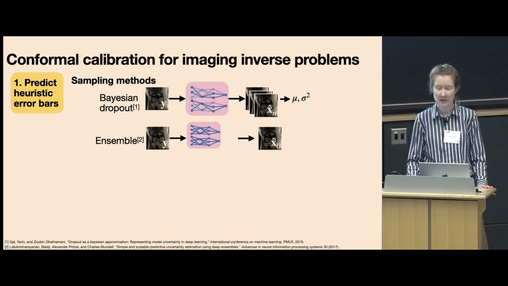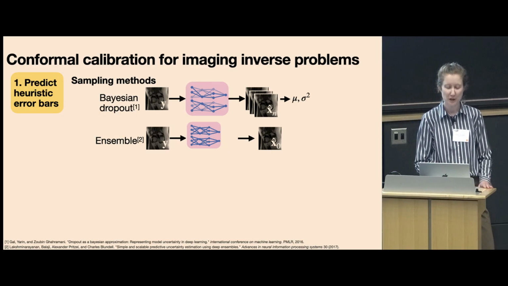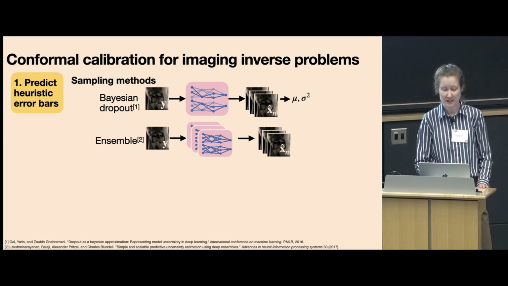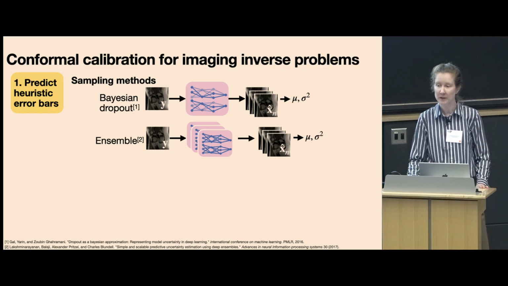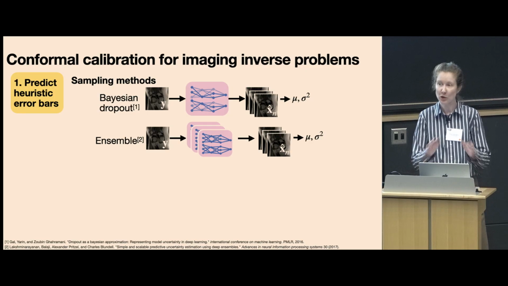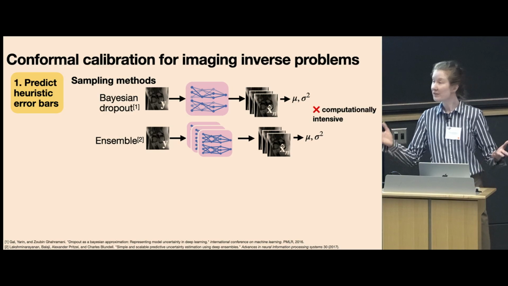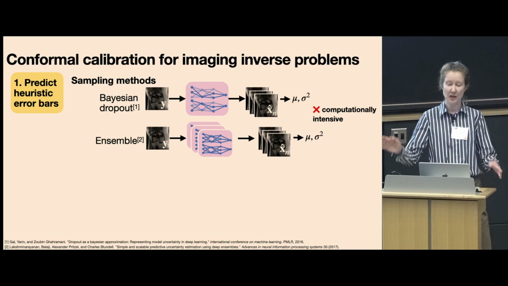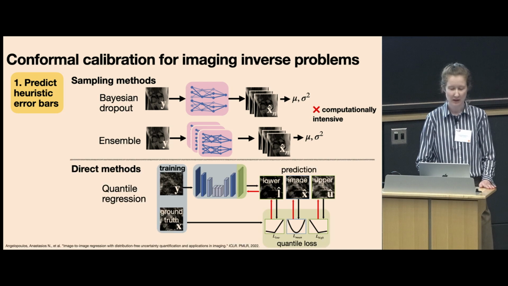Alternatively, you can do something like an ensemble. So you have multiple different networks, which each will produce a slightly different prediction to build up this mean and variance as well. You can think of diffusion-based models as one of these two. You can query it multiple times to get multiple predictions. However, all of these methods are computationally intensive because you have to run an image through the network multiple times.